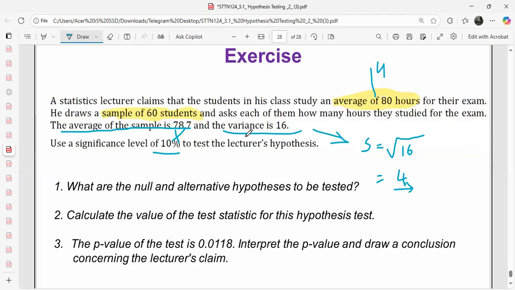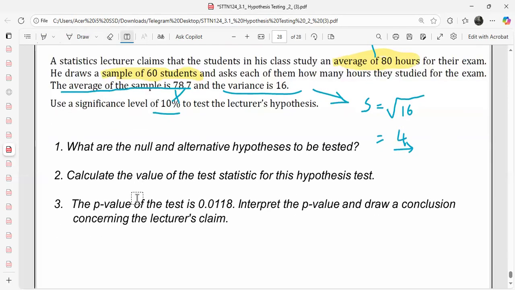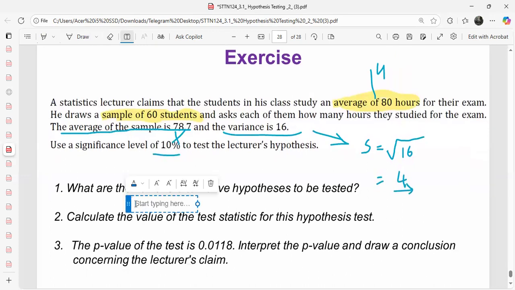Now to get this, when they say what are the null and alternative hypotheses, you get something like this. Just do this. You will say H0, where population mean is equal to the answer that we're given, 80, and then HA, where population mean is not equal to 80.